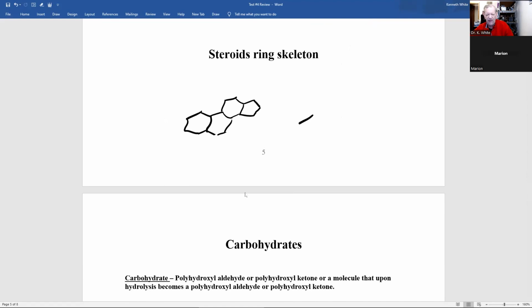And it's a 6-membered ring fused to another 6-membered ring. Then up here is another 6-membered ring. And then right here is a 5-membered ring. And all your steroids look like that.